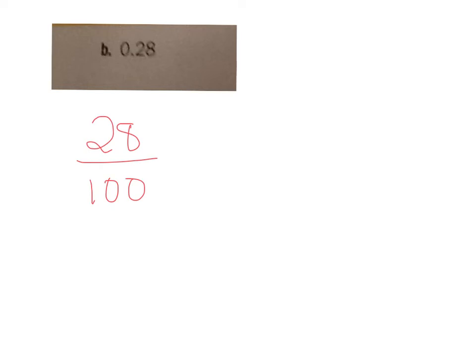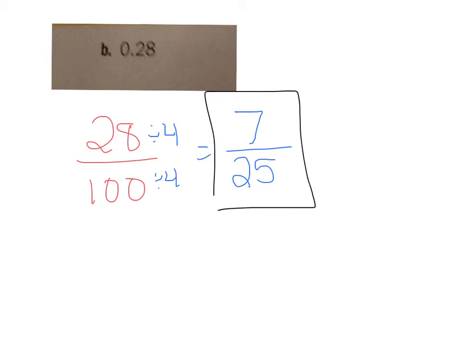So we want to find the biggest number that can go into 28 and 100. So I want to divide both of those by 4. 28 divided by 4 is 7. 100 divided by 4 is 25. I can't simplify that anymore, so 7 over 25 is my answer, and that's how you convert decimals into fractions.